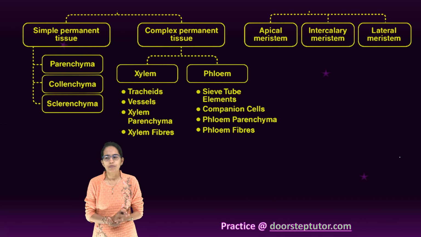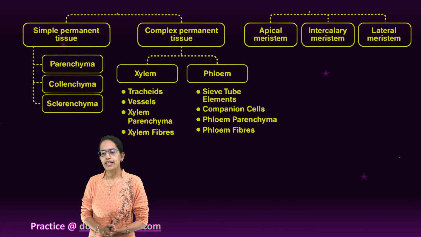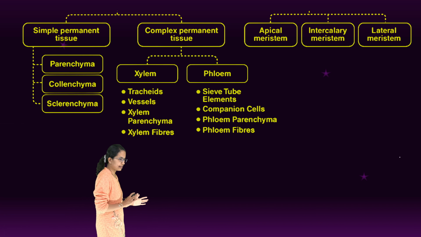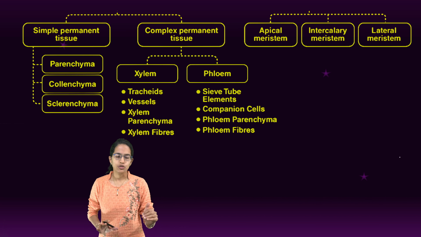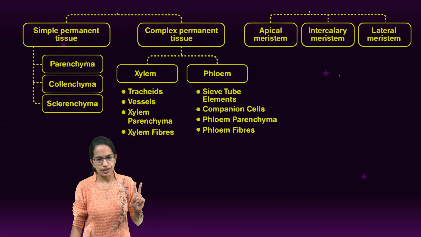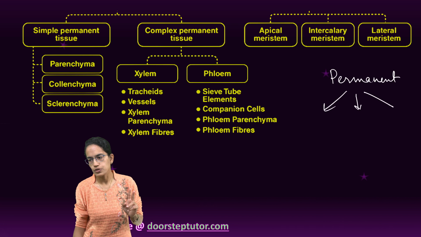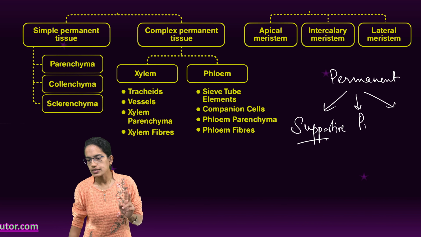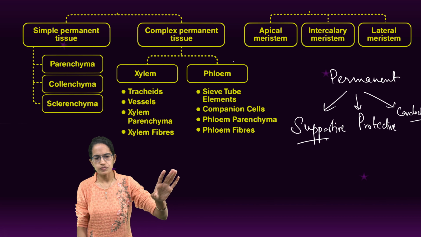Coming next, we move to another classification which is permanent tissues. Now, permanent tissues are divided into simple permanent and complex permanent. Complex permanent would include xylem and phloem, which we would understand in a while. Then we have the simple permanent tissues. Simple permanent tissues can be classified into three types. One is the supportive simple permanent. The second is the protective simple permanent, and the third is the conducting tissues. Now, conducting is part of the complex permanent, so we'll leave it for a while.